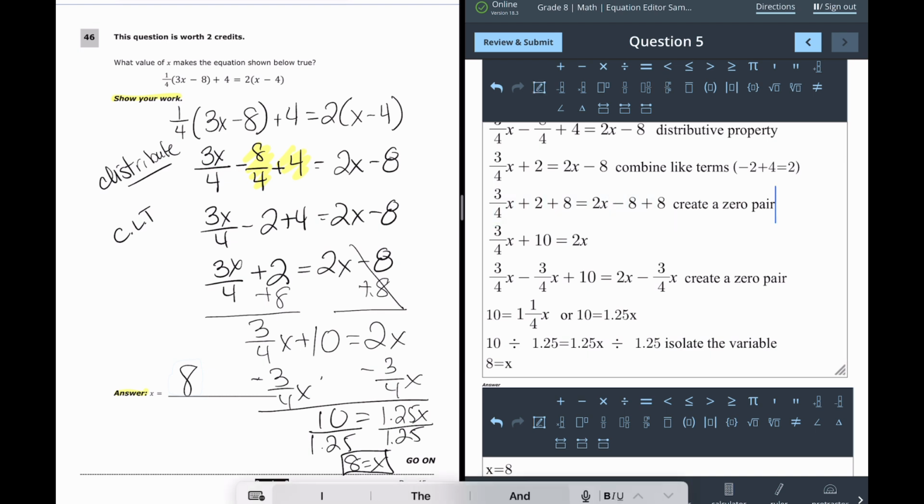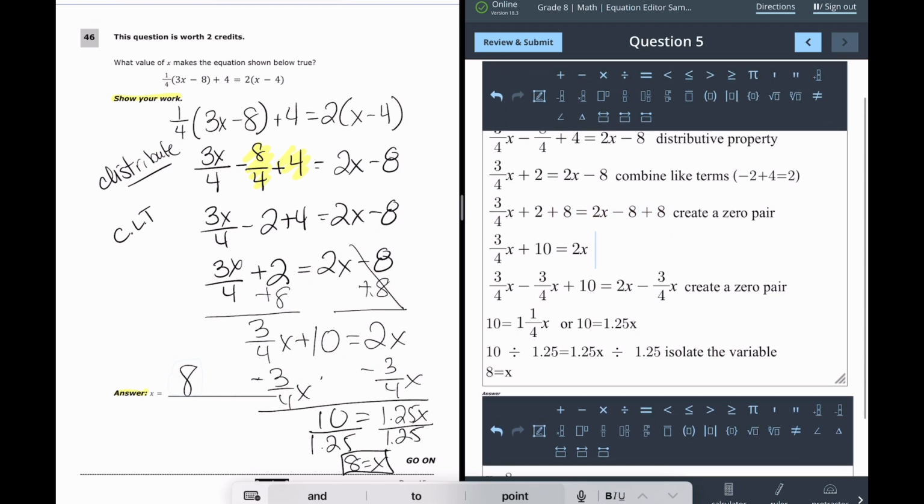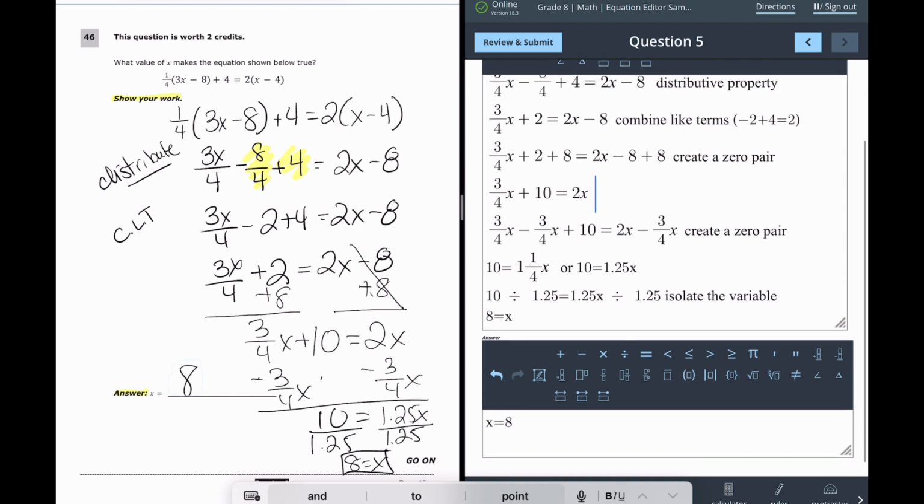Actually, no, I was going to put parentheses around it, and I don't even think I need to do that. Because if I were to put parentheses around this, it would make it look like I have to distribute again, like I'm multiplying, which is not what I'm doing. And if I only put parentheses here, then it would look like 8 plus 8. So I'm not going to use parentheses. I don't need it. But my thinking is very clear, and I'm explaining my work, and I have my answer.